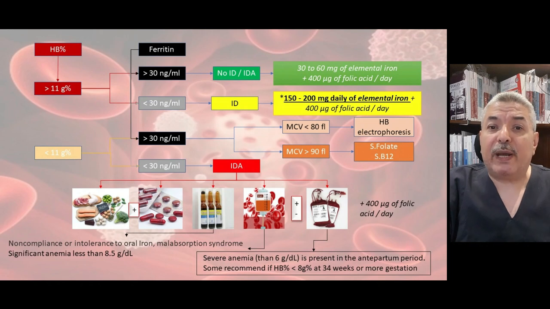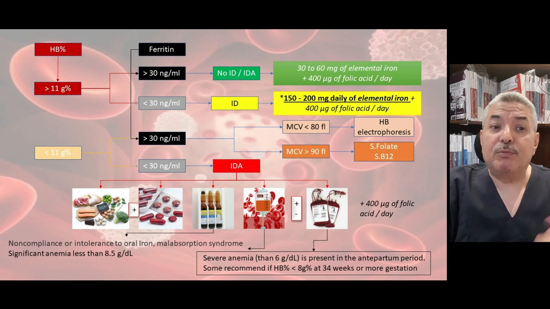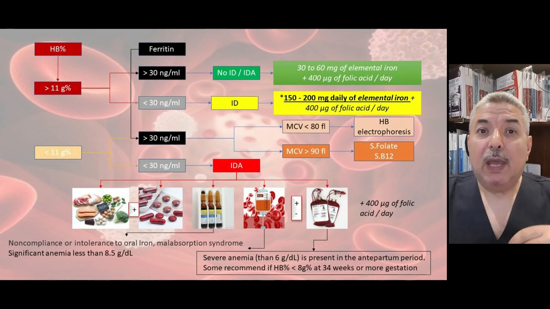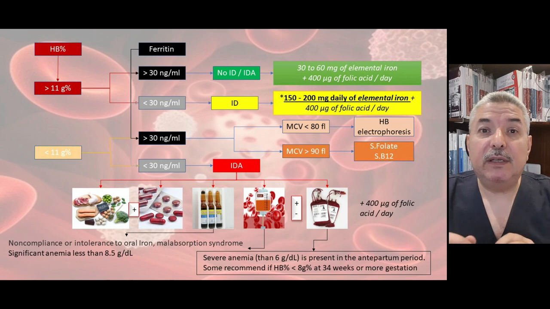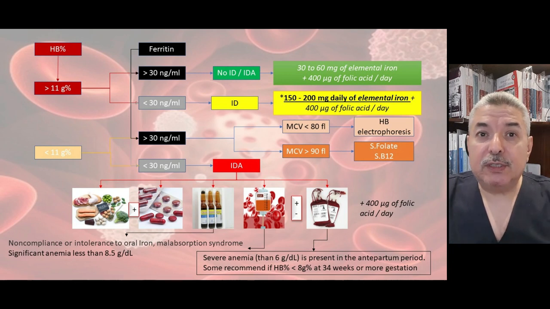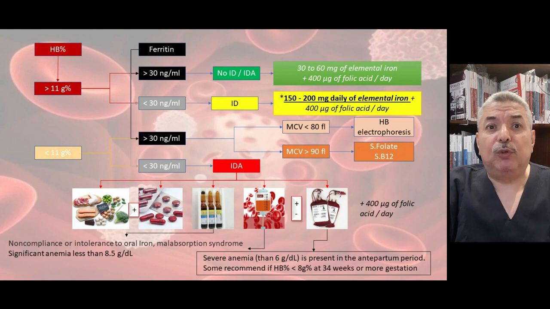Now when do we use parenteral iron? We use parenteral iron when the patient is not compliant to oral iron, has malabsorption syndromes, or is intolerant. I have worked in places so poor that patients are given iron tablets from the antenatal care clinic, and they go to the street pharmacy and sell this iron for a few kwachas or shillings or pennies in order to buy food. So I lost the oral route, so I have to give it parenterally.